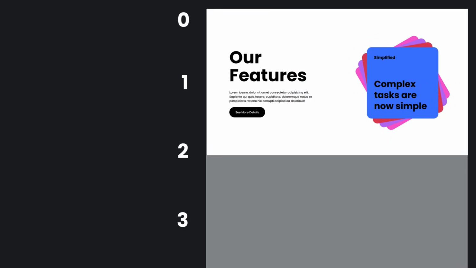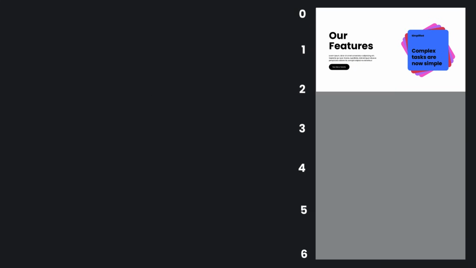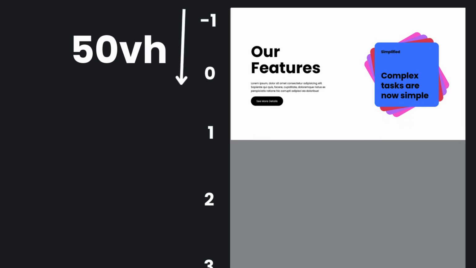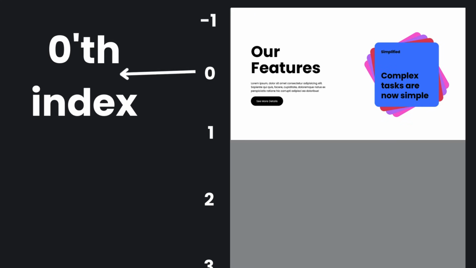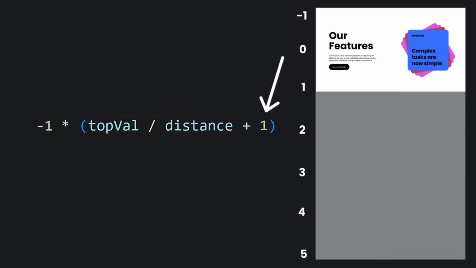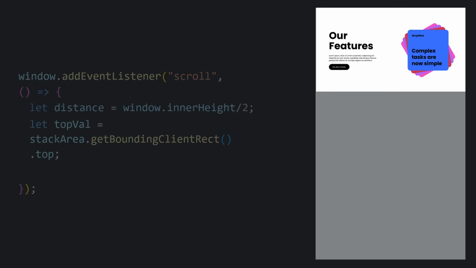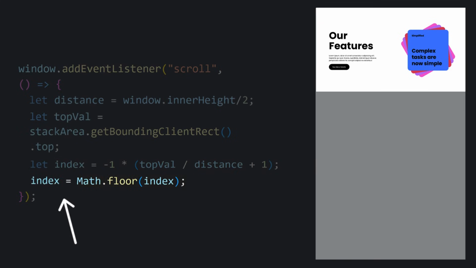But the card has to move away only after a scroll of 50 view height, so the index values should actually be like this. When the 50 view height is scrolled, the 0th index card will be scrolled. To achieve this, add +1 to the ratio as shown. Adding 1 to the ratio is nothing but adding more distance to topVal. Assign this to an index variable, and finally round up the index value as shown.